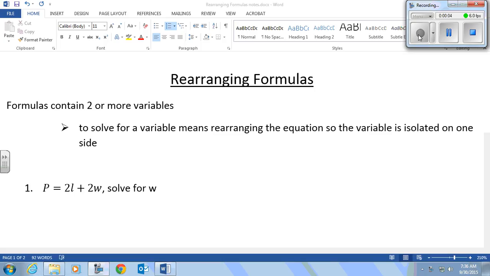Today's lesson is on rearranging formulas. A formula is an equation that has two or more variables. It's usually thought of as a way of describing a relationship between variables. One of the things that we're working on is to solve a formula for a variable, which means isolating that variable, getting it by itself on one side of the equation. We're going to look at a few examples of how to do this, and we're going to use all of the rules that we used for solving equations.